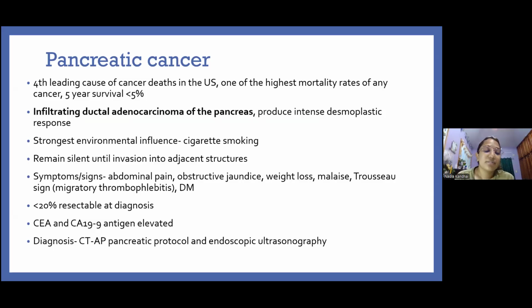The strongest environmental influence has been found to be cigarette smoking, but other risk factors are alcohol, obesity, saturated fat consumption, chronic pancreatitis, and diabetes mellitus. These tumors remain silent until they invade into adjacent structures. Signs and symptoms may include abdominal pain, obstructive jaundice, weight loss, malaise, Trousseau sign, or new-onset diabetes mellitus.